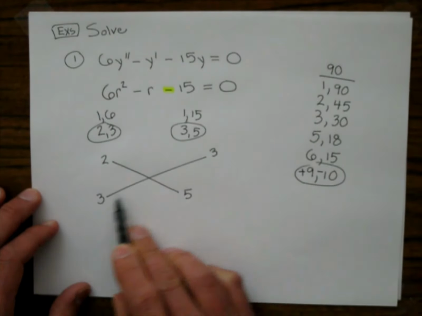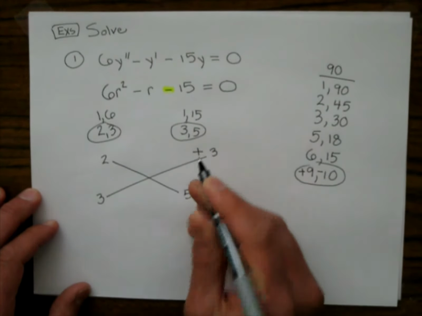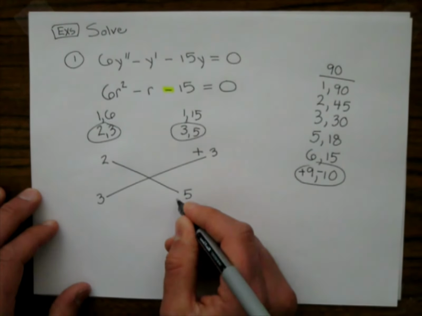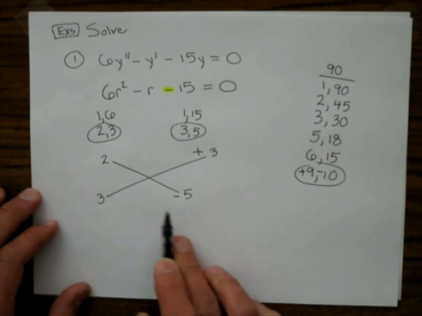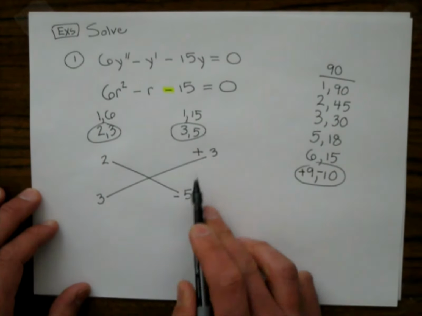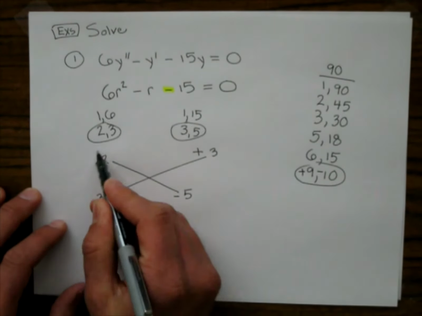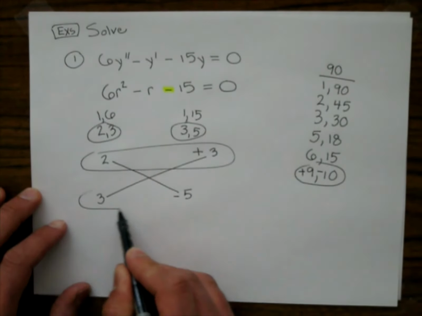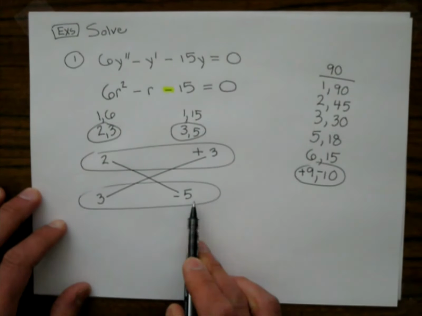So the 9: 3 times a positive 3 gives me the positive 9, and 2 times negative 5 gives me a -10. You always have to put the signs on the right side, and there is your answer right there. It says 2x plus 3 and 3x minus 5.